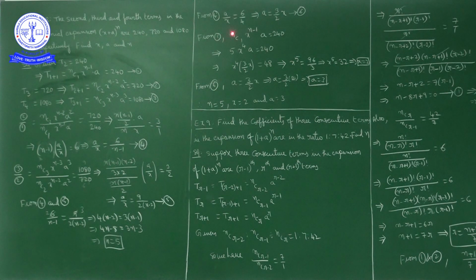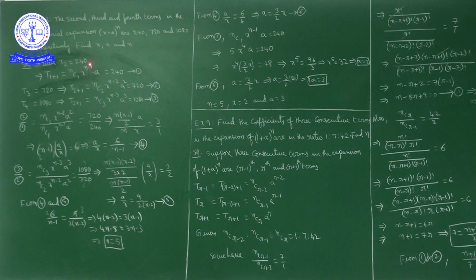Now by substituting n value 5 in equation 4, we have a by x is equal to 6 by (n minus 1). 6 by (5 minus 1) is how much? 4. So 6 by 4. So a by x is equal to 6 by 4. 2 cancels, so a by x equals 3 by 2. So a is equal to 3 by 2 into x. I'll mark this one as 6.